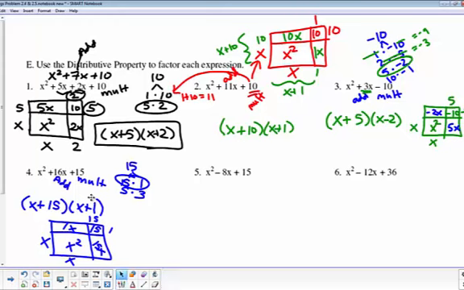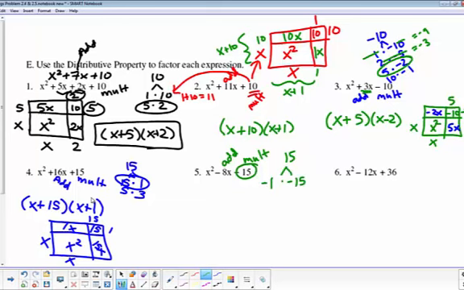Alright, this one's a little weird because we have something that multiplies to give a positive and adds to give a negative. So it has to be a negative times a negative, because that would add to give a negative but multiply to give a positive. So which of these add to give negative 8? And then that's your factored form.